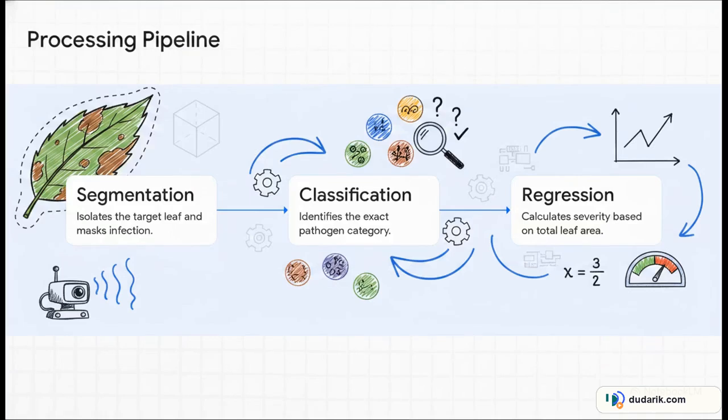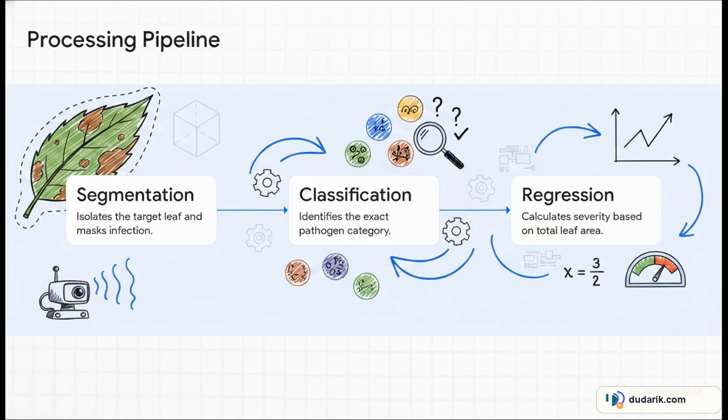So how exactly does this thing process images to get that crazy pixel-level precision? Well, the secret sauce is that it's a unified deep learning pipeline. You aren't stringing together three clunky separate models. It handles the image in three integrated sequential stages. First up, segmentation. An encoder-decoder model isolates the target leaf from the background, creating a mask just for the infected areas. Step 2 is classification, where a dedicated head identifies the exact disease category.